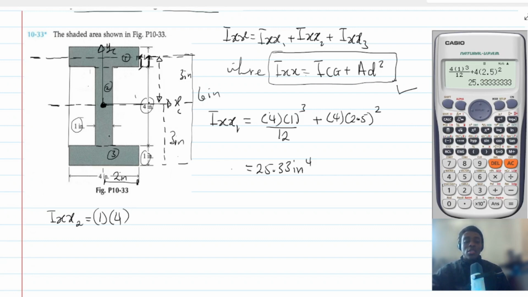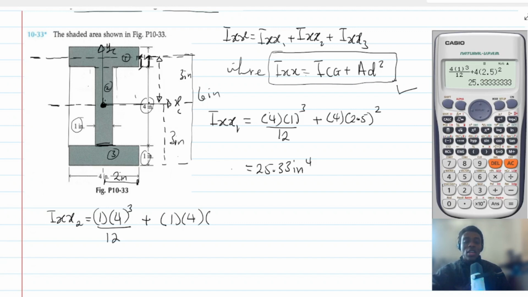Okay, so please take notice of this. B, which is the width, multiplied by H, which is the thickness or the depth, cubed, all right, divided by 12. And that is actually the centroidal. Okay, plus A, which is the area. So the area is length, which is 1, times breadth, the height, which is what? 4 times d squared.